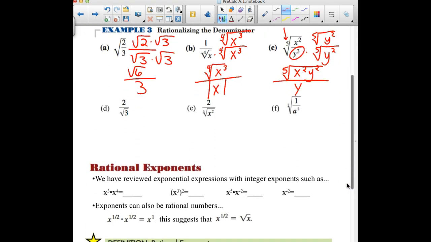Part D, we have 2 divided by the square root of 3. It's kind of similar to question A, but the 2 on top is not under a radical symbol. We would still need to rationalize by multiplying in another square root of 3. We end up with 2 square roots of 3 over the square root of 9, which is just 3.